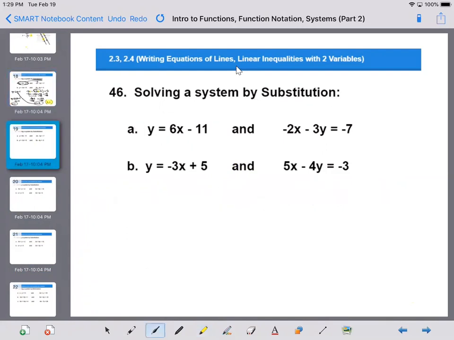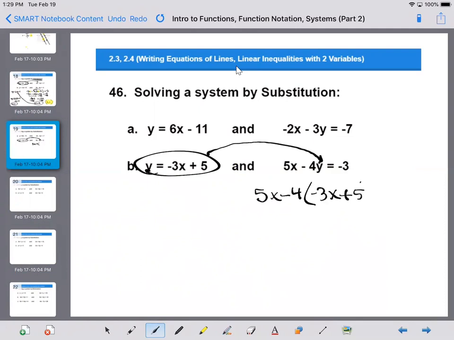Let's look at the second one. It's already solved for y, so I'm going to take what y equals, and I'm going to substitute it right here. So that'll be 5x minus 4 times negative 3x plus 5 equals negative 3. So see what I did there? I took what y equaled, and I substituted it in over here for y. Now I'm in terms of x, so I'm going to solve for x.